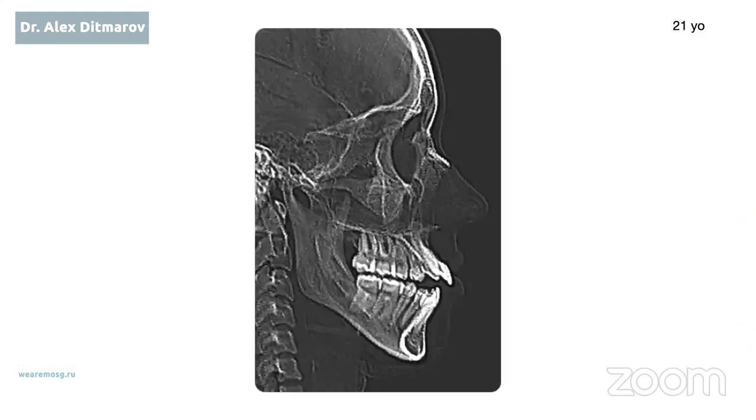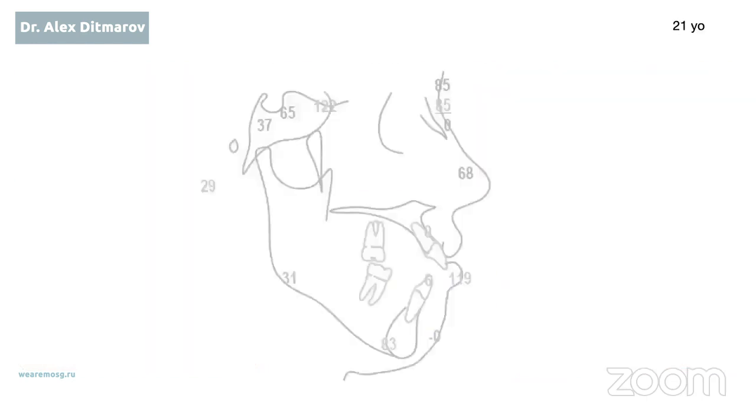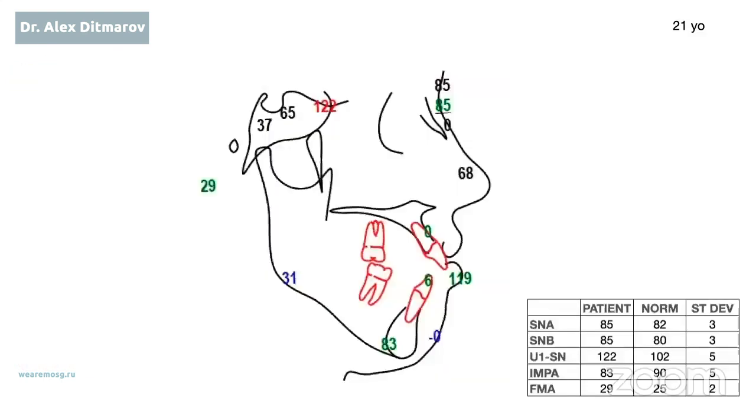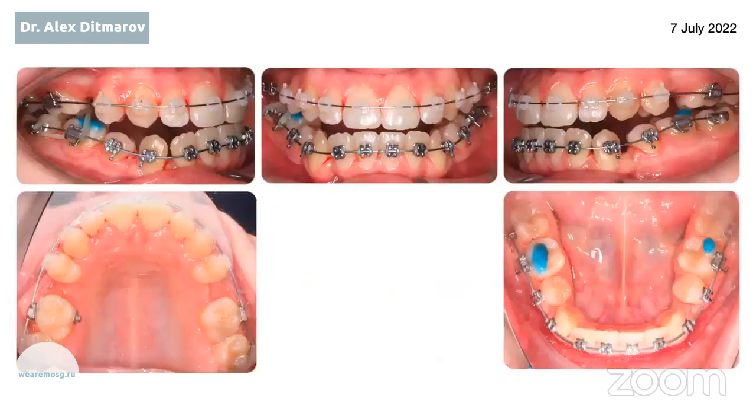So we started treatment with a classic extraction pattern for class 3, right? The same pattern as in the first case. Upper second premolars, lower first premolars. And as you can see, she initially had a crossbite on the right-hand side, posterior crossbite unilaterally. And I placed initially a bite turbo with a slight inclined plane. Then I was using for a while crisscross elastics to correct this crossbite.